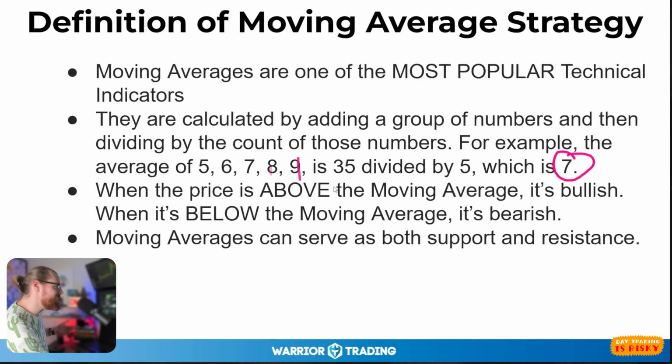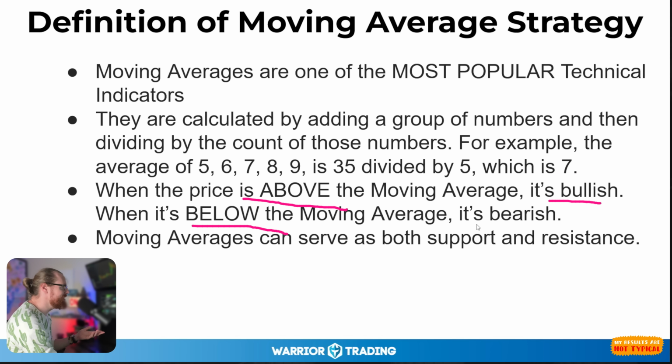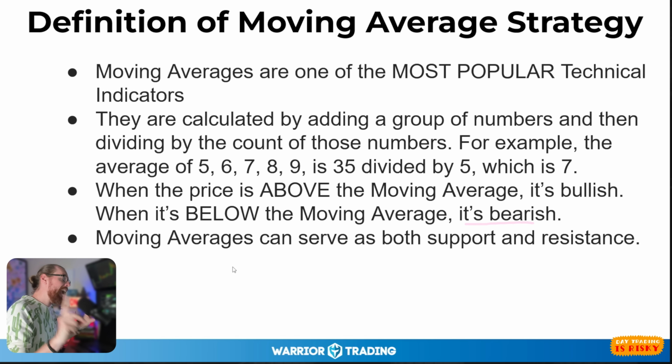So when we see, for instance, the price squeeze up from 5, 6, 7, 8, 9, the average is going to be 7. Why is the average important? Well, when the price is above the average, it's bullish. And when it's below the average, it's bearish. So moving averages can serve as both support when the price is above it and resistance when the price is below it.